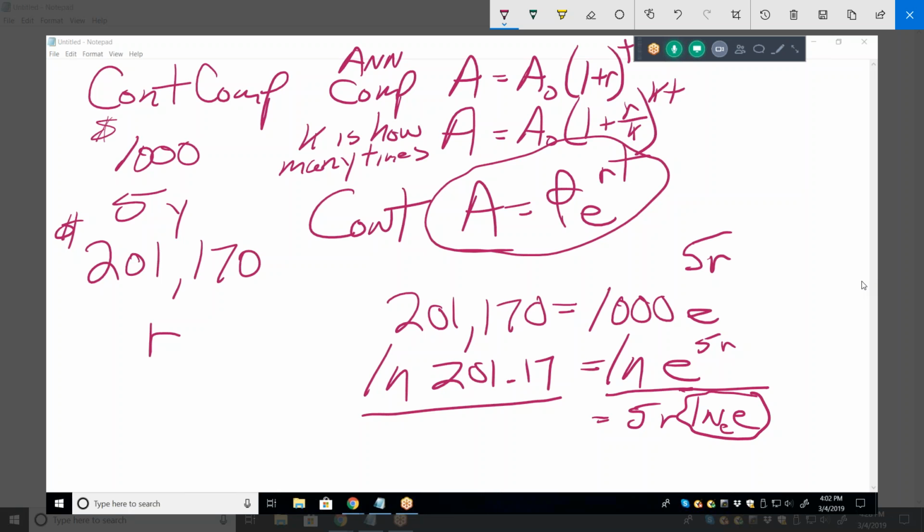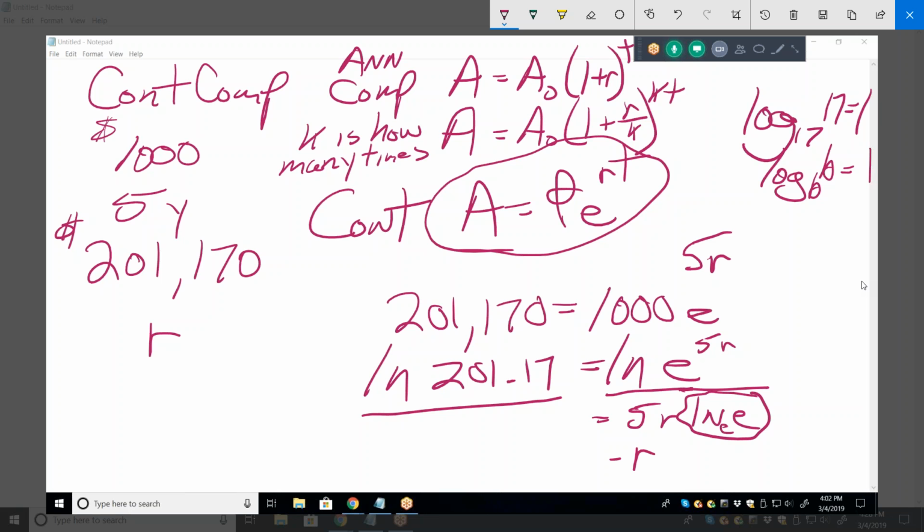1. Whenever you take the log base b of b, it's always 1. If I say the log base 17 of 17, that's equal to 1. It doesn't matter. The log base b of b is always equal to 1. Well, in this case, we have log base e of e. So now I have 5r equals this number.